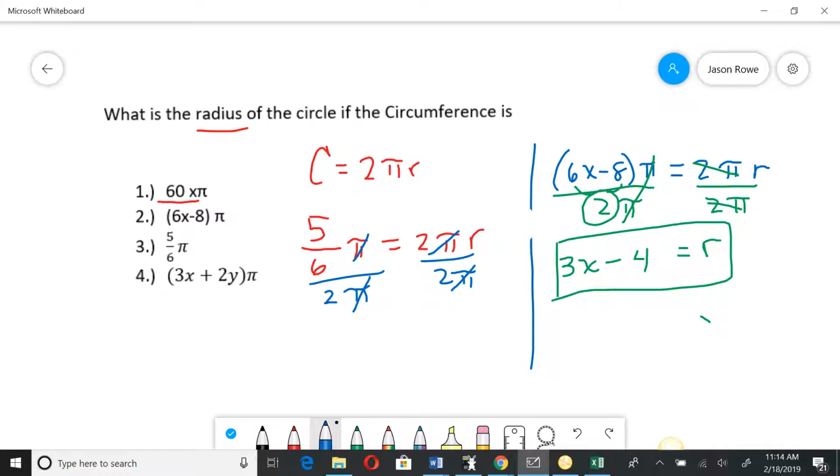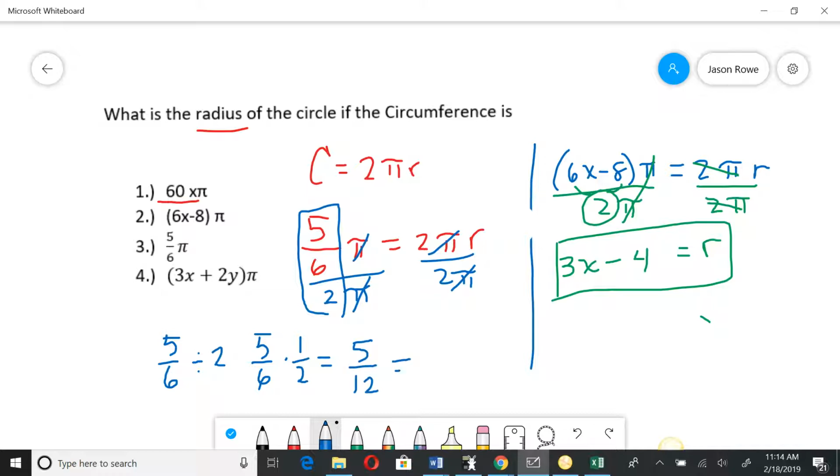And now we have just a little calculation here. We've got to do 5/6 divided by 2. And if you'll recall from some lessons you had in Algebra 1, maybe even back to pre-algebra, when you divide with a fraction, you're going to do 5/6 times the reciprocal of 2, which is 1/2. So then that's going to become 5/12, and that is going to equal r right there. So that is a done deal.